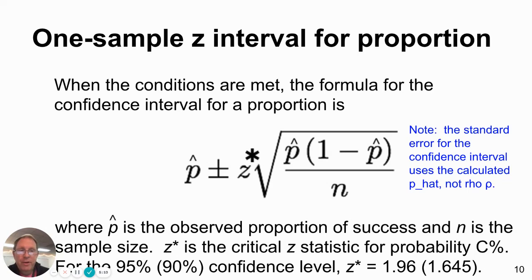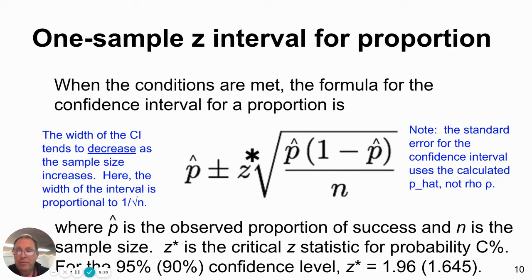Note that the standard error for the confidence interval uses the calculated p-hat, not rho, because in this unit we do not know what rho is, what the true proportion is. And also notice that the width of the confidence interval tends to decrease as the sample size increases. Here, the width of the interval is proportional to 1 over the square root of n.